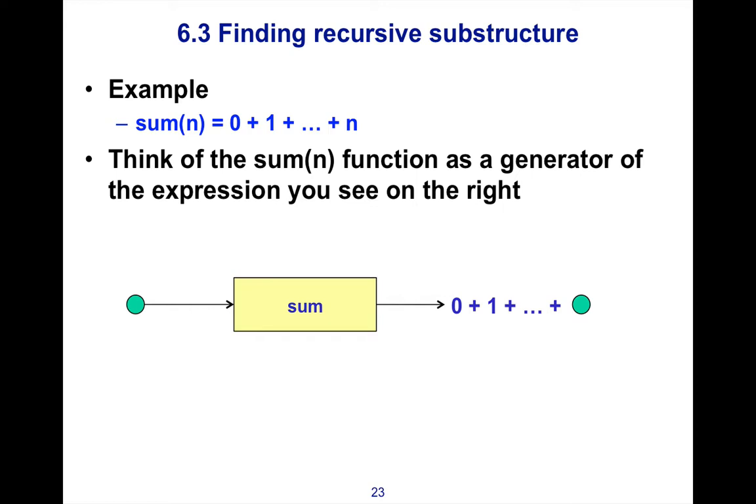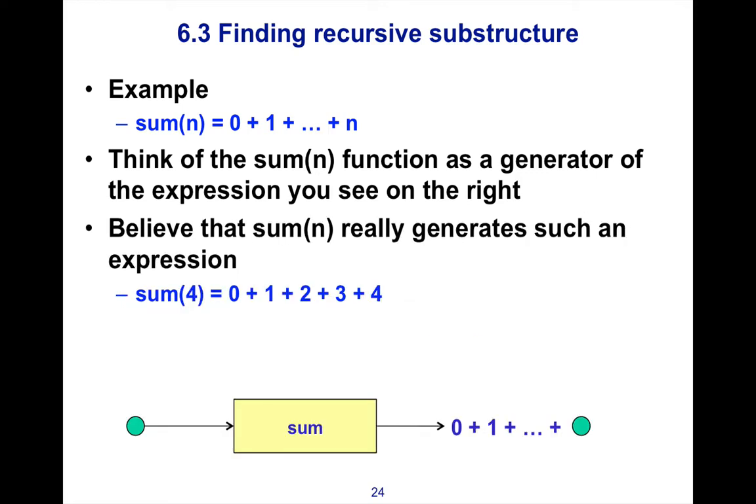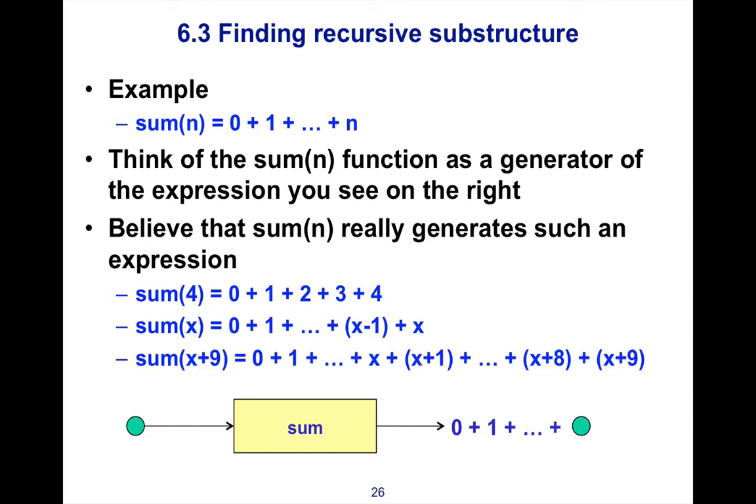We're so used to looking at these symbols as mathematical symbols, but for once, I really would like you to see them just simply as text, that sum has this ability to spit out the text that you see before you. Now, if we look at sum of n, and let's take an example, say sum of 4, whose expansion we see here, if we really believe that sum of n does its job, then the question to ask is, if we give sum the value x, it would produce 0 up to and including x. Sum of x plus 9, we start at 0 and end up at x plus 9.